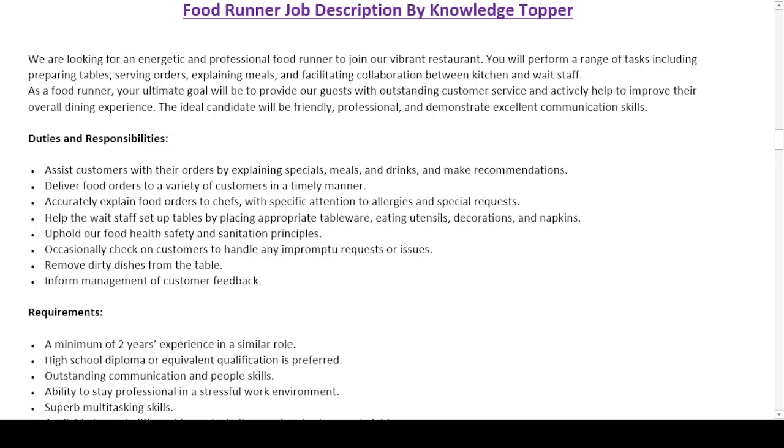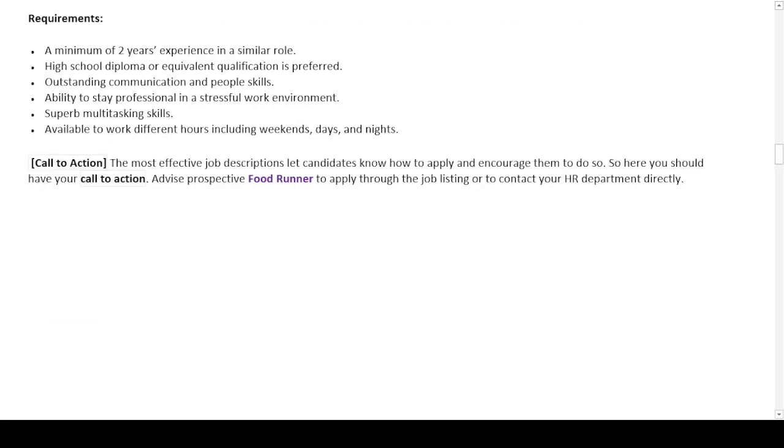After this section, we have the requirement, or you can say qualification, section. This section includes the education, skills, and sometimes experience requirements that a potential candidate must have in order to qualify for a job of a food runner. Let me read all these requirements for you.